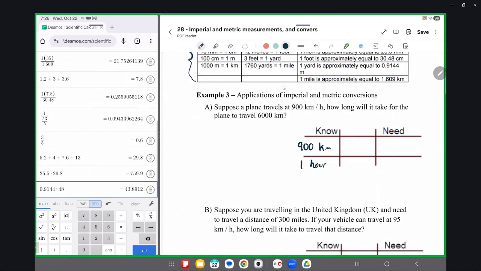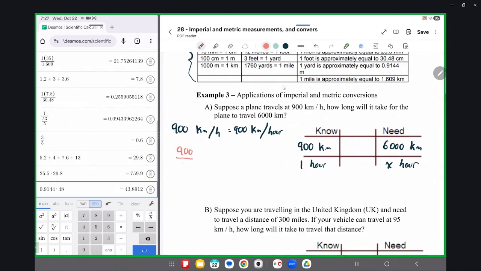So this 900 km/h means 900 kilometers in 1 hour. So if we can travel 900 kilometers in 1 hour, how many hours will it take to travel 6,000? Presumably more than one. So we can set up our corresponding rate.